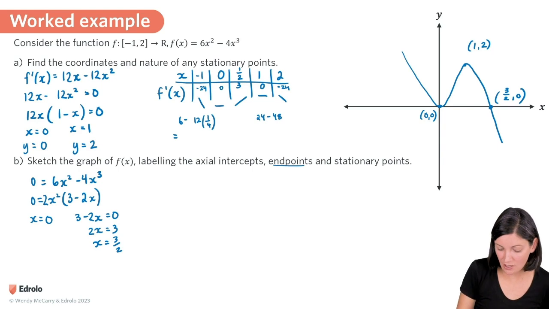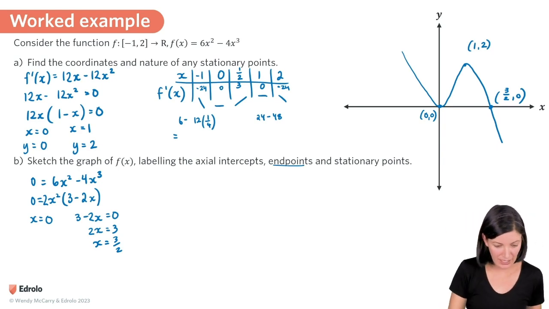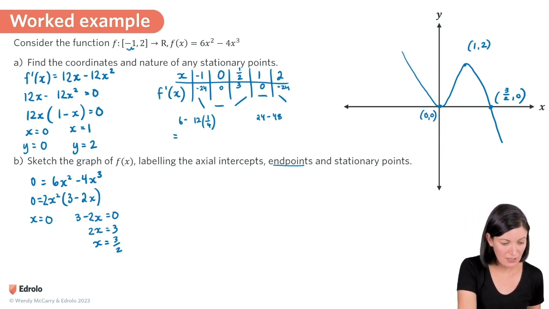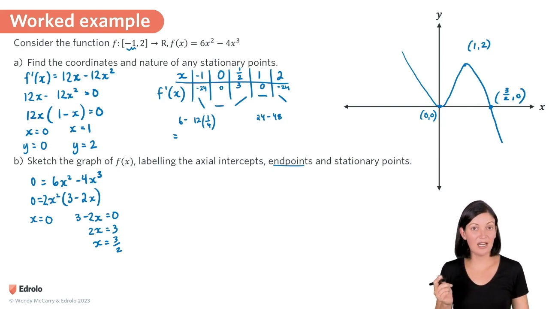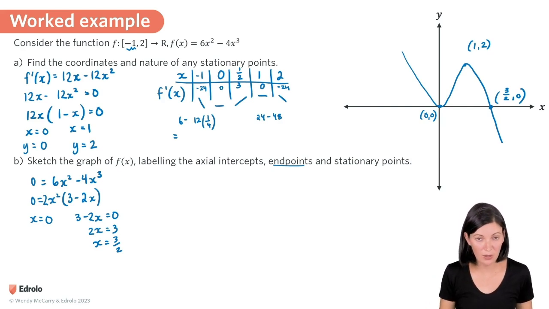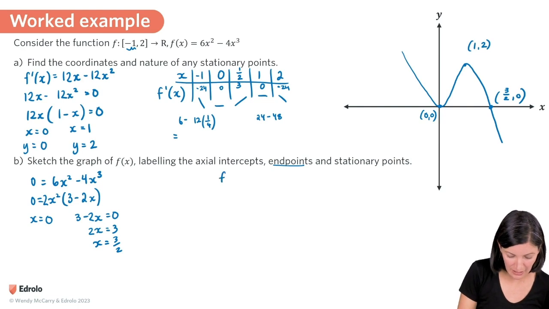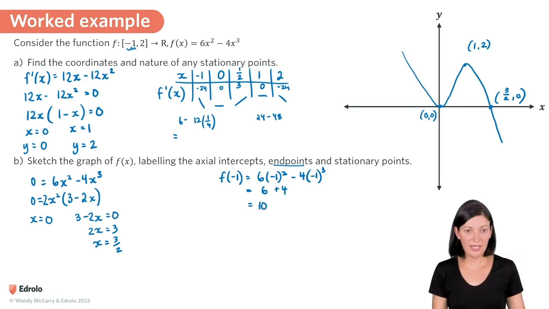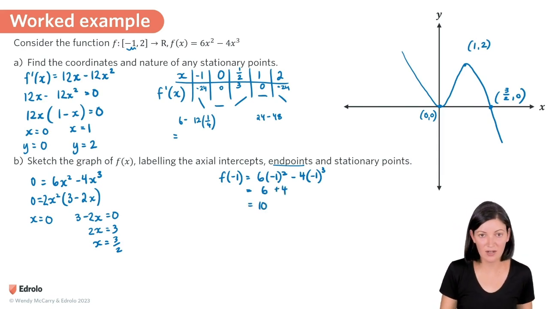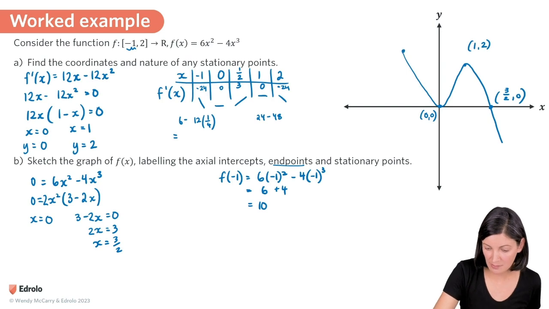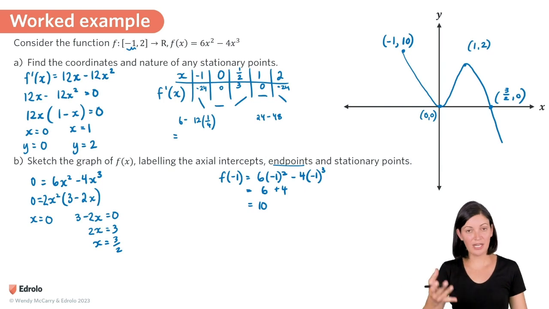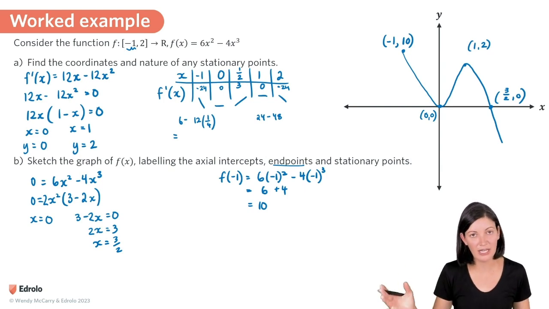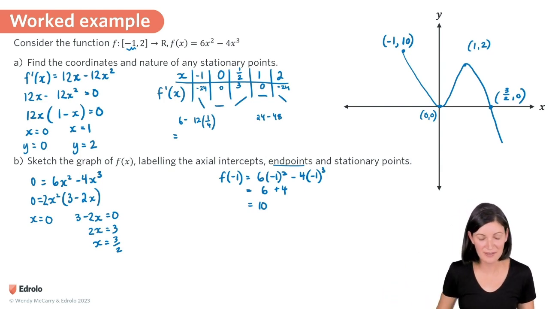The last thing I need are my endpoints. Let's take a look at the domain. My lower endpoint is at -1, so let's find out the y-coordinate of that endpoint. So f at -1. My first endpoint is at (-1, 10), which would be this point here. That sort of confirms the shape of the graph for me. That point looks like it's in the right place.